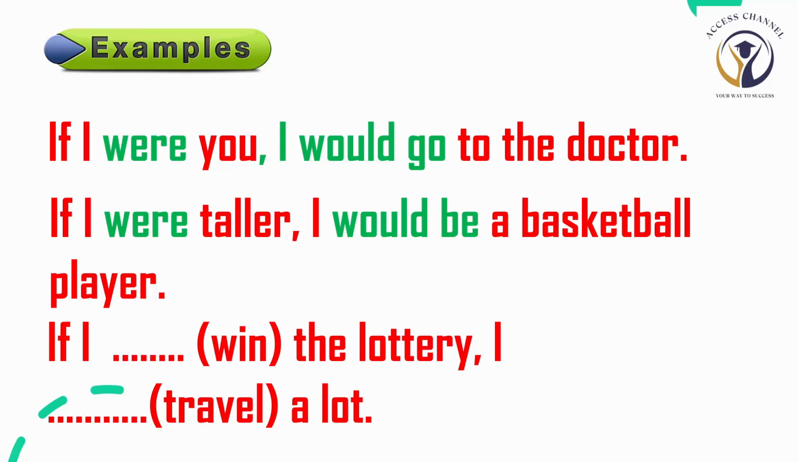Let's try to do the third one. If I, come on, try to put the correct form of the verb win, with the letter I, and also put the correct form of the verb travel a lot. You are right. If I won, the past simple of the verb win, you are right, I would travel a lot. Okay, so actually I didn't win the lottery and I didn't travel a lot. So it's unreal.